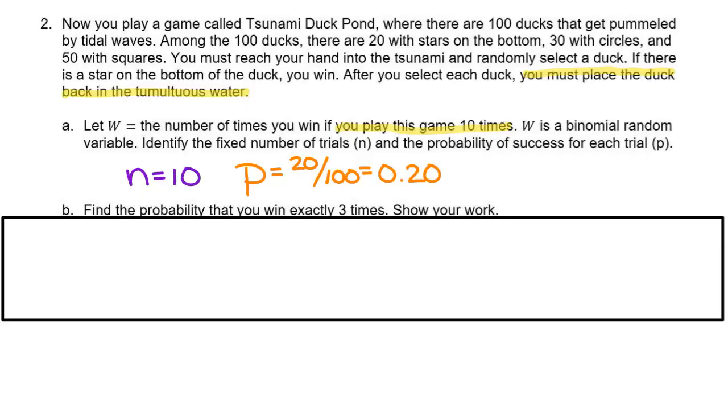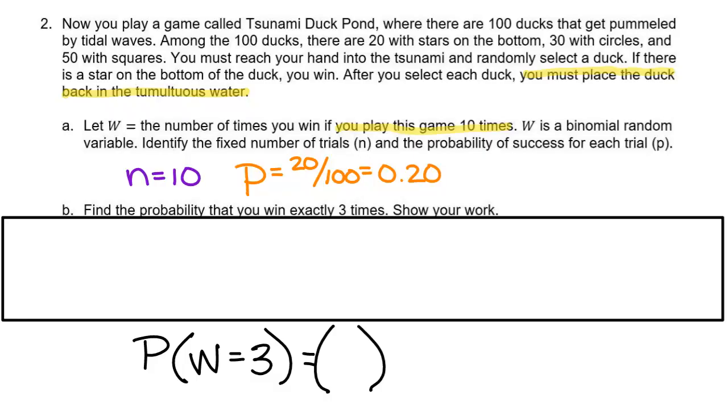So we want the probability that W equals 3. There's 3 things that I need here. What pieces do I need so that I can calculate this? First I need to know how many different ways we could win 3 times, right? So that would look like this.